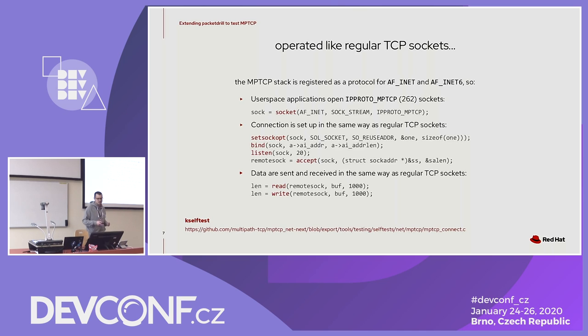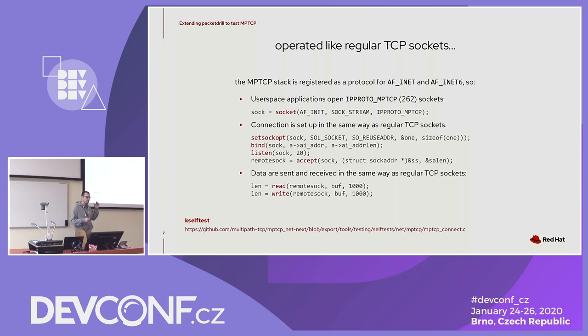And this is the example for what happens on a server. So you just bind it to the address, listen, and then when an incoming connection is detected by the kernel, you accept the connection, and then you can read and write bytes from the socket. This example is taken from the test case.